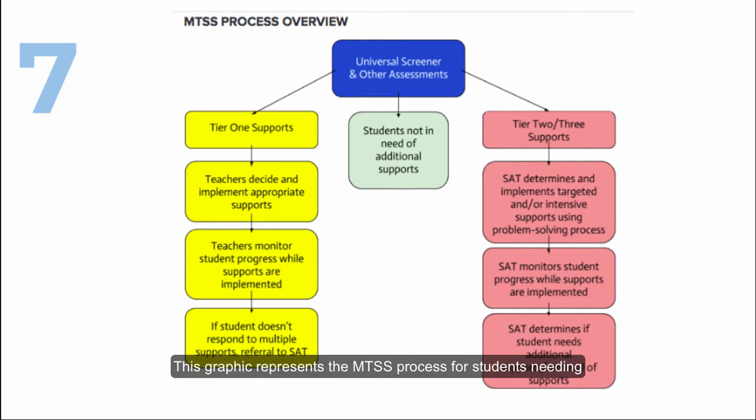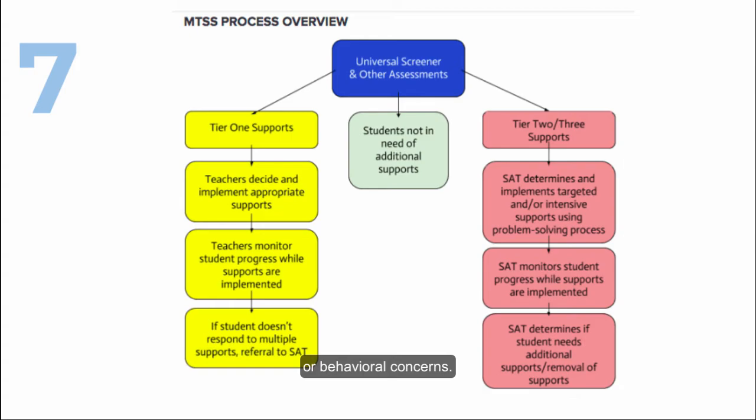This graphic represents the MTSS process for students needing additional support for success in Tier 1. Please note the use of a universal screener to determine what level of supports students may need, if any, for either academic or behavioral concerns.